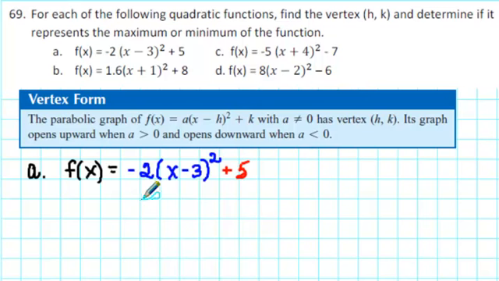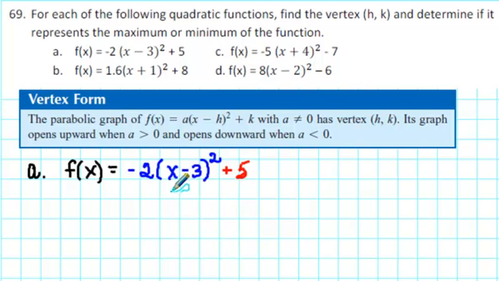Without memorizing the vertex form, we could think about the function in the following way. Focus on the term -2(x - 3)². We know that (x - 3)² is not negative. So when we multiply that by -2, the whole expression is never positive. The expression is always negative, or the largest value that it can attain is 0.